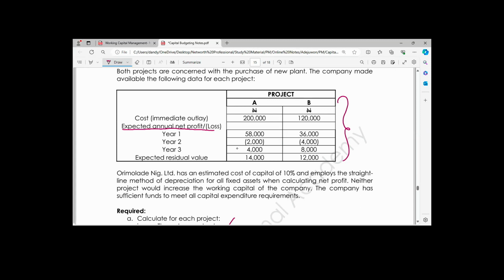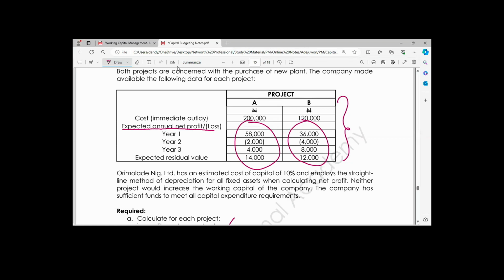Whereas accounting profit or loss has been given to you, not cash flow. Therefore, your first working is to convert all this profit or loss to cash flow before you can calculate net present value. Because as far as NPV, IRR, and payback period are concerned, you don't need accounting profit. Rather, you need cash flow. So if that is the case, I will stop sharing this particular document. You can open your own material on capital budgeting. So let's go through it together.